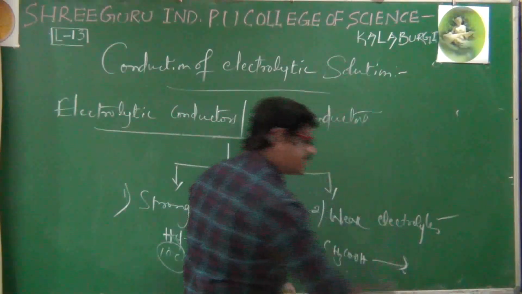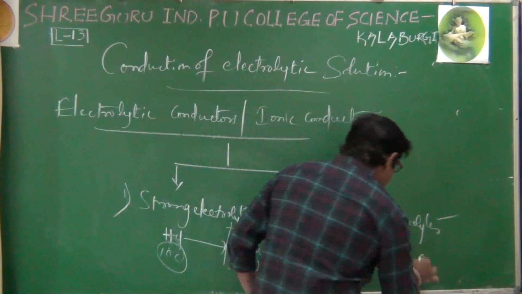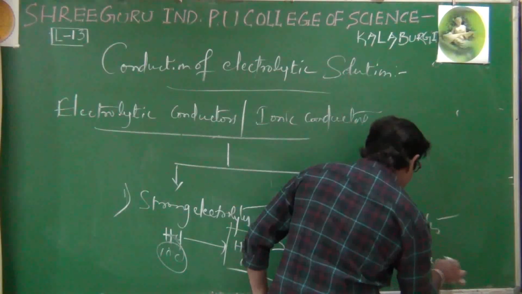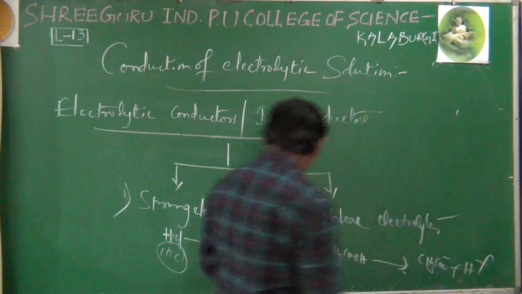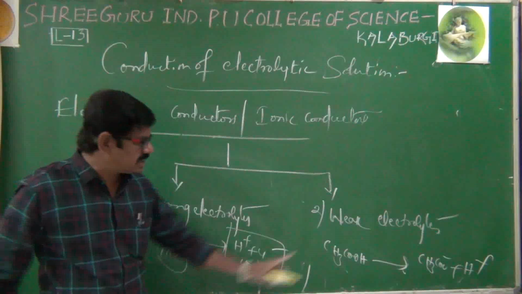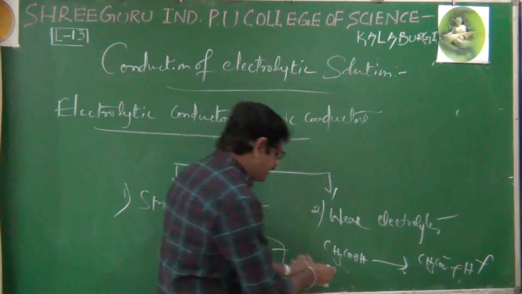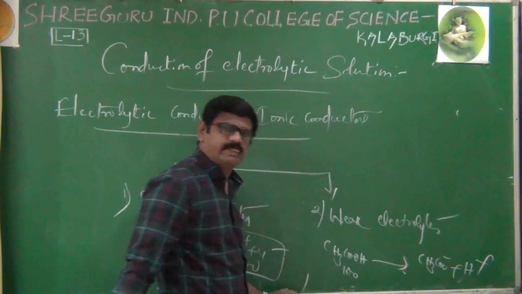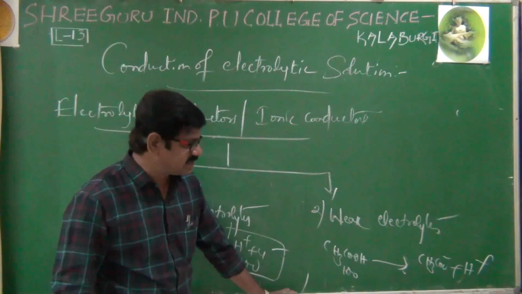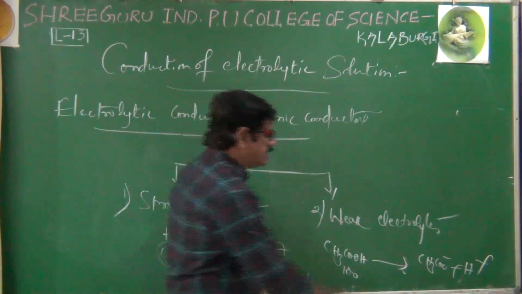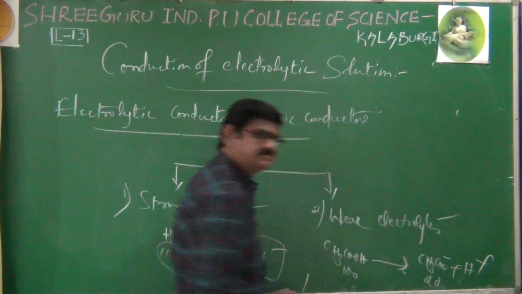CH3COOH, acetic acid. If you take it, it dissociates, no doubt, into CH3COO minus and H plus. Here also cations and anions are forming, there is no doubt at all. But here, if you take 100 molecules initially, then after dissociation, only nearly 20 are dissociated.